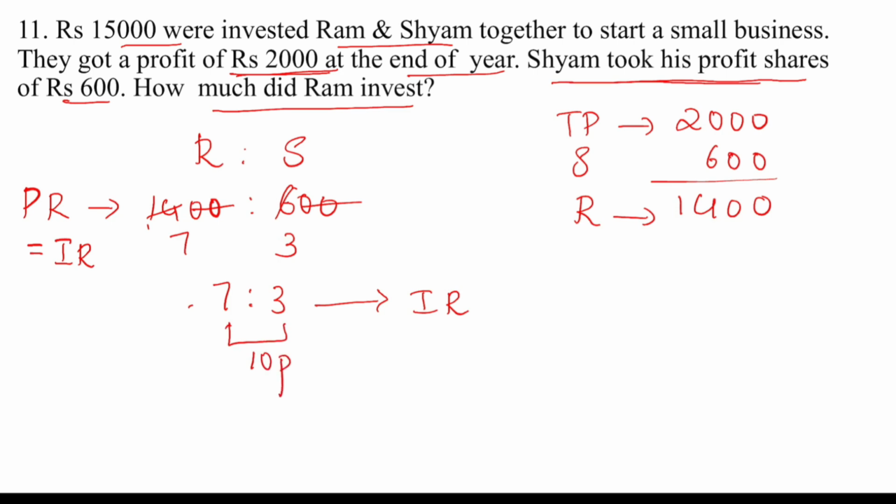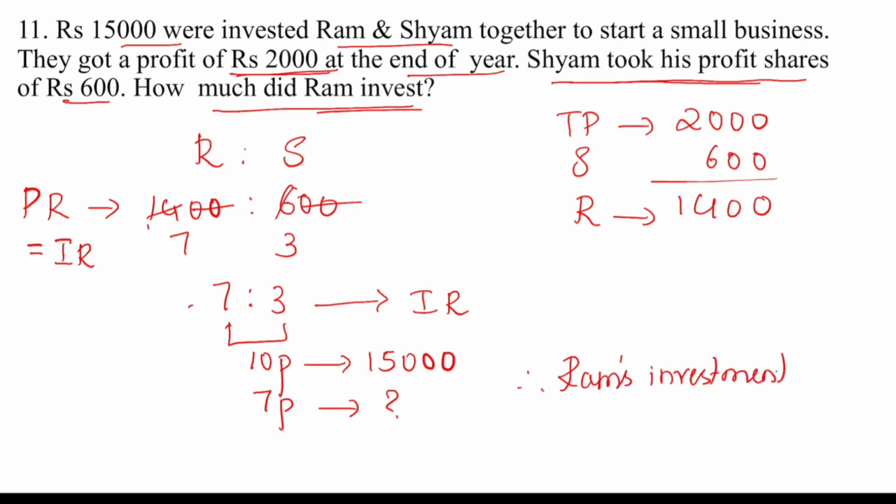10 parts is 15,000. Then they are asking Ram's investment. So, 7 parts is how much? Therefore, Ram's investment is how much? 7 parts out of total 10 parts. So, 7 into 15,000 divided by 10. The 0 cancels. 15 sevens is 105 and 2 zeros. So, Ram's investment is 10,500. Okay.